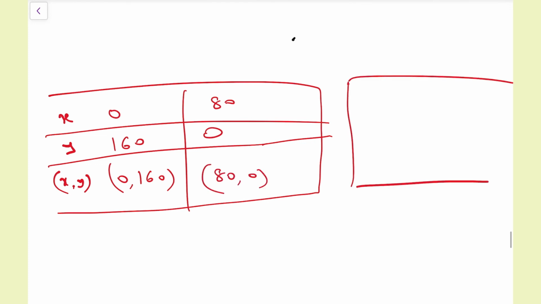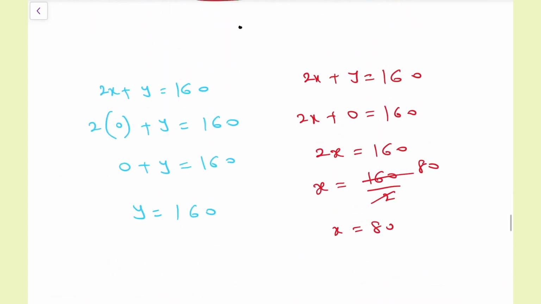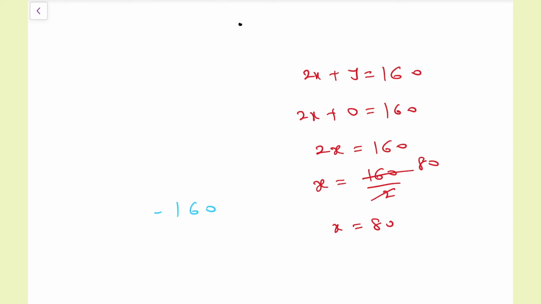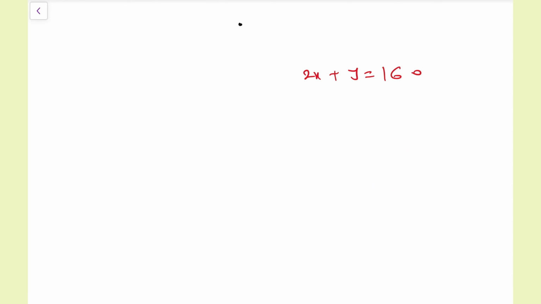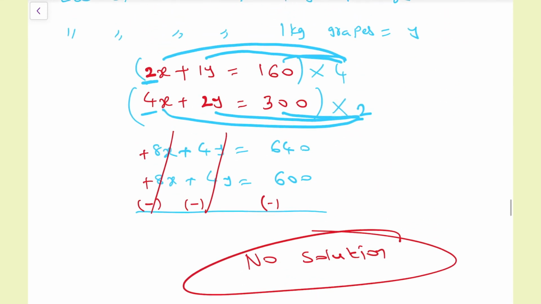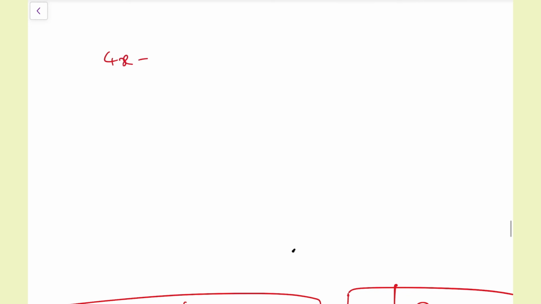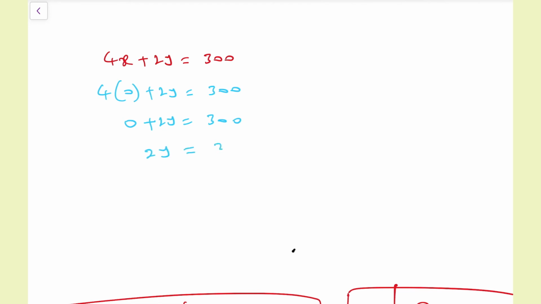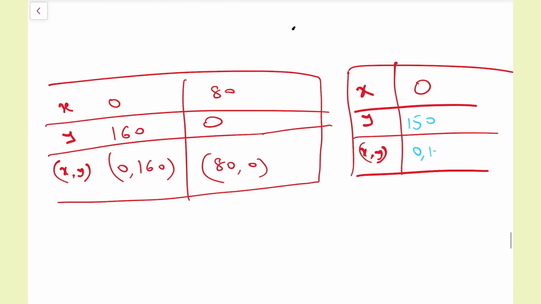Same with the second equation. One is x, one is y, one is x comma y. In the place of x, first I will substitute 0. The second equation is 4x plus 2y equals 300. First, in the place of x, 0. 4 into 0 is 0, plus 2y equals 300. Now remove 0, so 2y equals 300. Take 2 to the right side, so y equals 300 by 2, that is 150. So in the place of x 0, the y value is 150, and the point will be 0 comma 150.